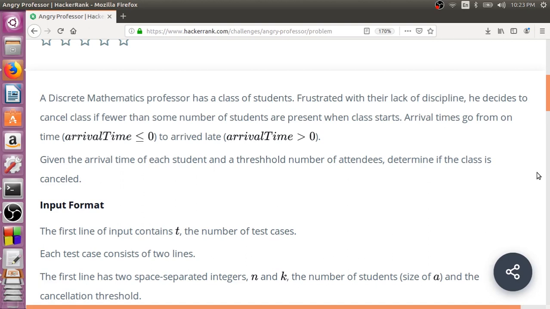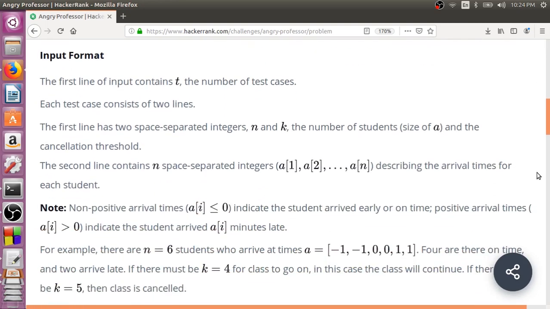And the arrival time for all the participants is given as integer values. Anybody who has come before time or on time, the input value will be negative or 0. People coming late will have an input value which is greater than 0. Your task is, given the number of students and the threshold number of attendees, to determine if the class will be cancelled or the class will continue.